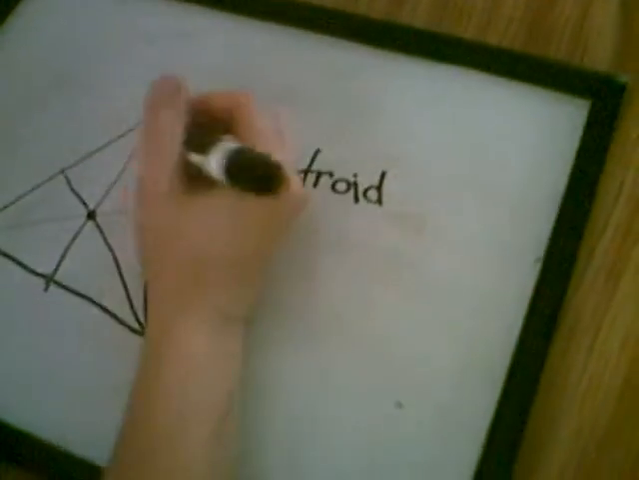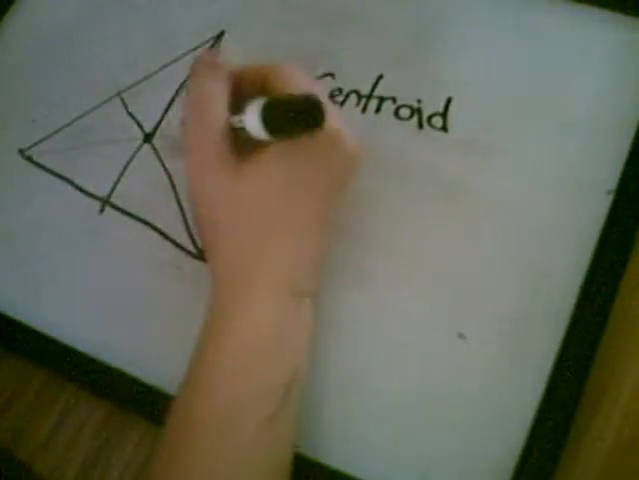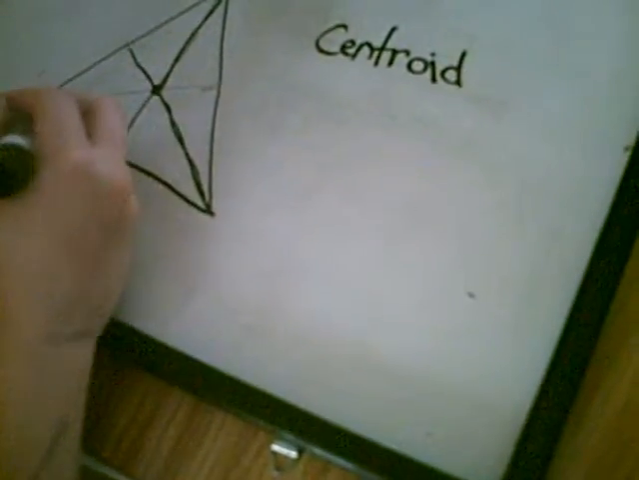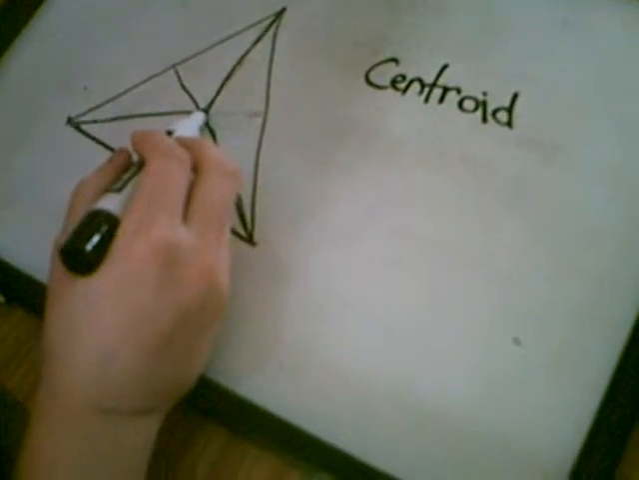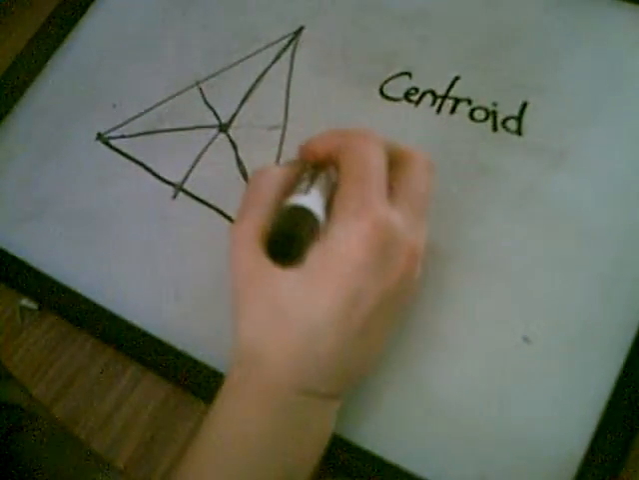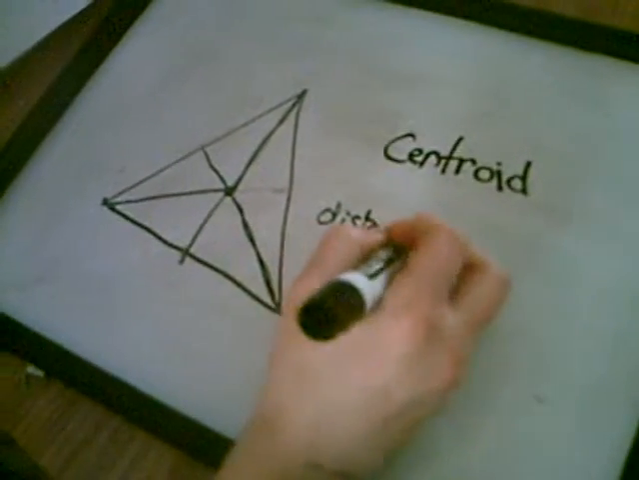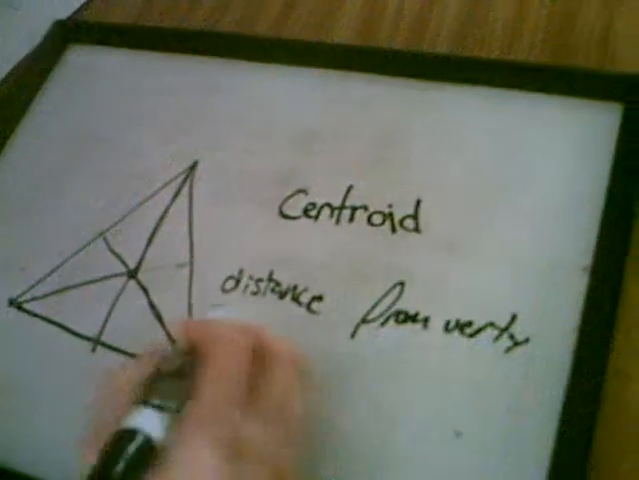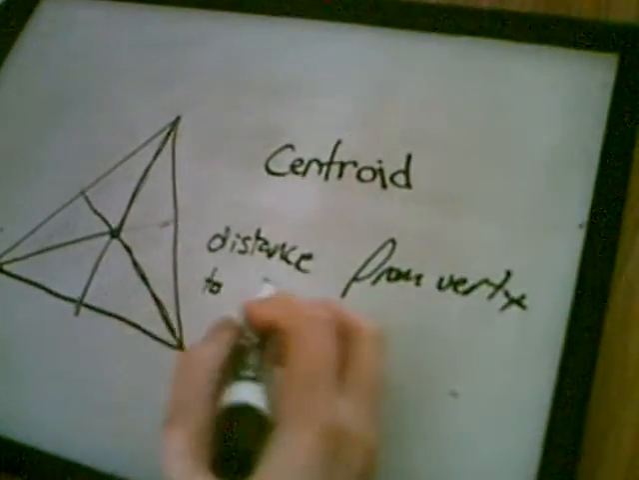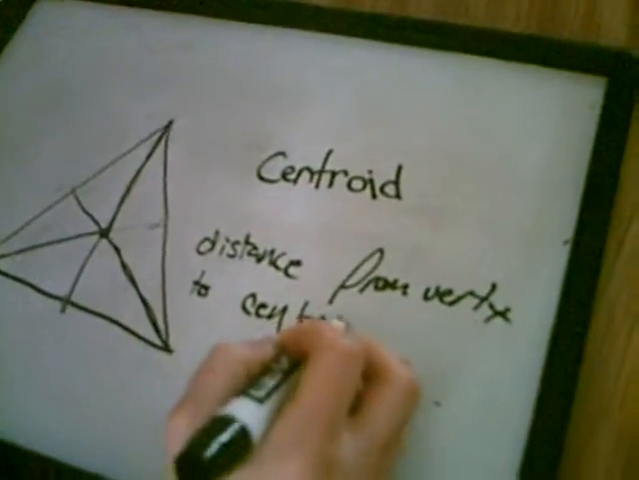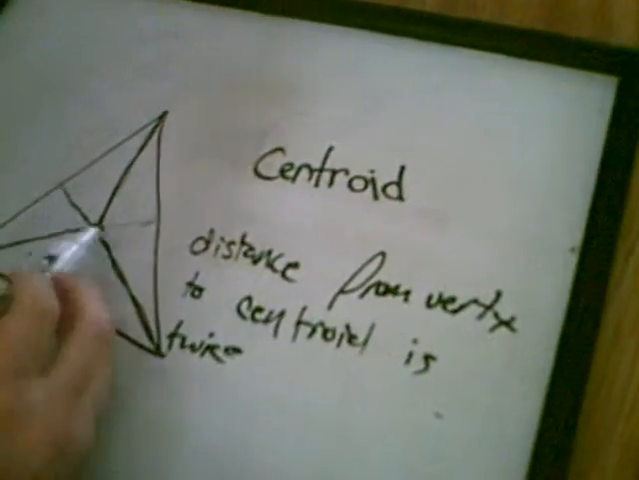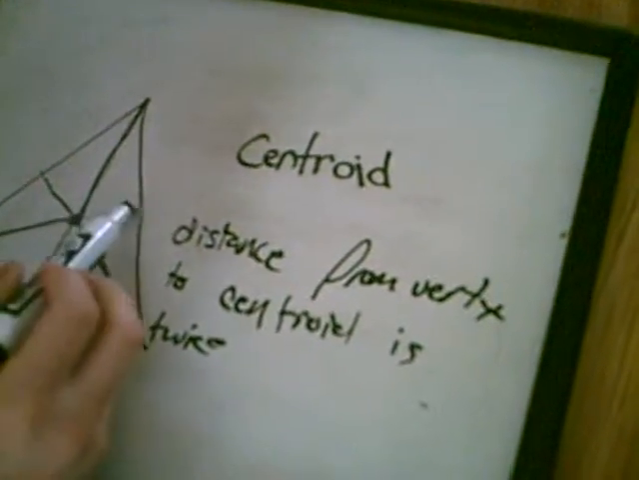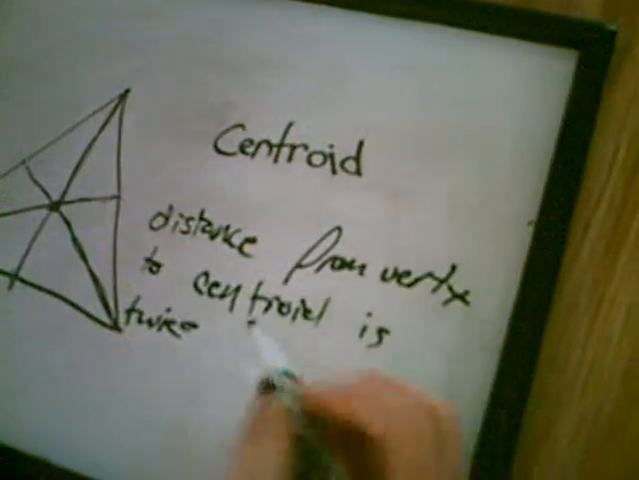Okay, the conjecture, we had a bunch of cool conjectures for the other ones. This one's kind of lame. The distance from a vertex to the centroid, I'm gonna write that. Distance from vertex to centroid is twice the distance between that centroid and the median on the opposite side of the vertex.